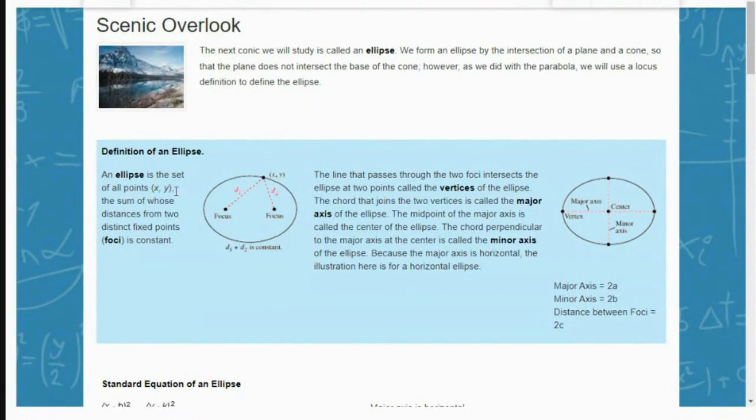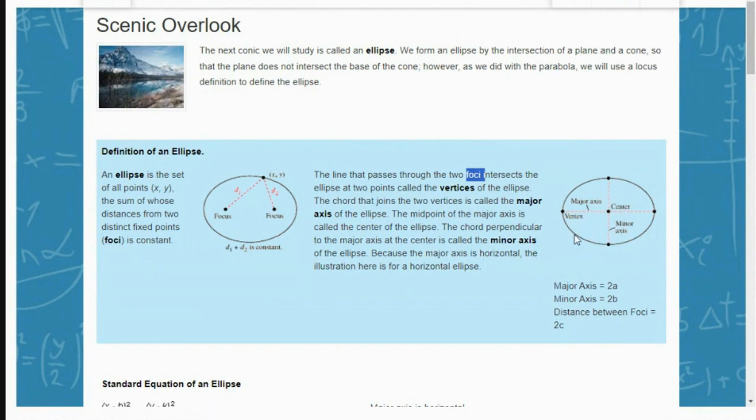An ellipse is the set of all points, the XY point, the sum of whose distances from two distinct fixed points is constant. It's always the same sum, distance 1 and distance 2. The one we were looking at had a sum of 6. And the line that passes through the two foci, focus, plural, foci, intersects the ellipse at 2 points called the vertices. Right? So there are 2 vertices. There's one that goes left and right, one that goes up and down. The longer one is called the major axis. These are the 2 axes, right? Major axis, and the shorter one is the minor axis.